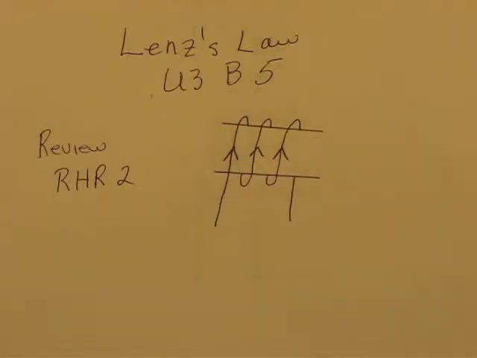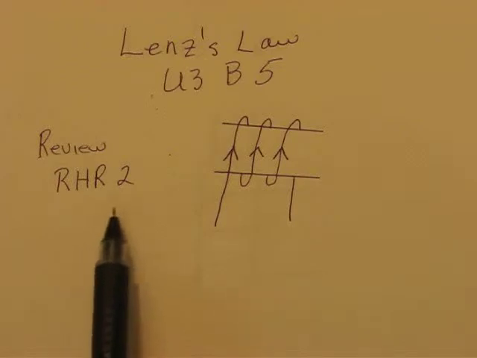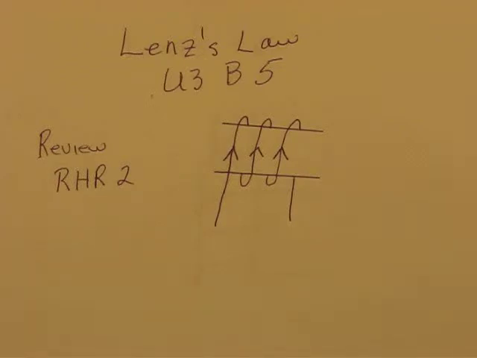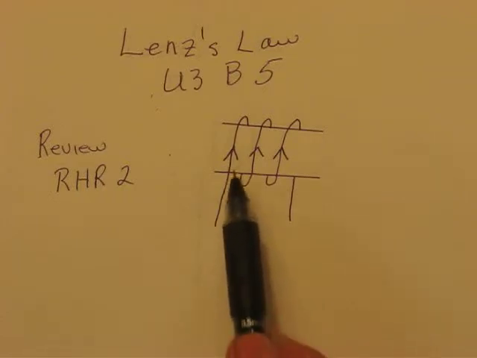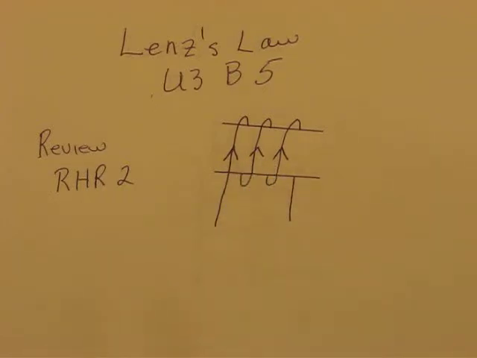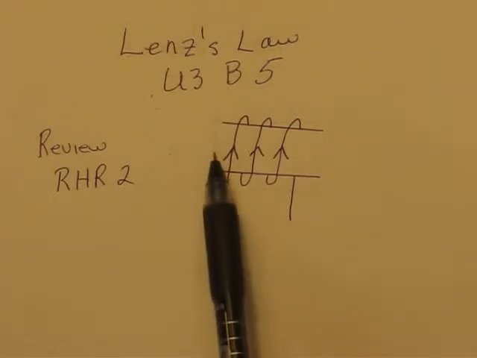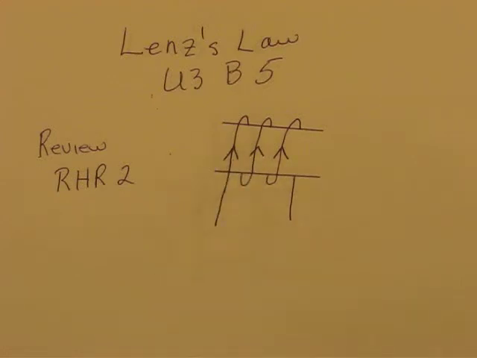Before we look specifically at Lenz's law, we have to be sure that we understand the right-hand rule, the second right-hand rule for a coil or helix. I've drawn one here. In this case, the current is flowing as shown. Using the right-hand rule, number 2, one can determine the polarity of the magnet or electromagnet that is produced.